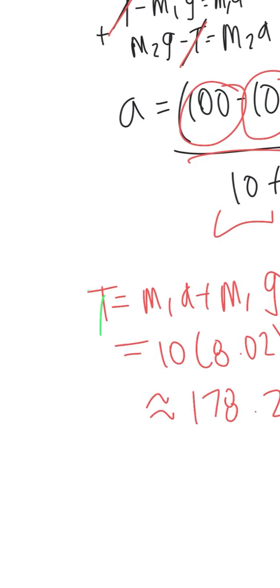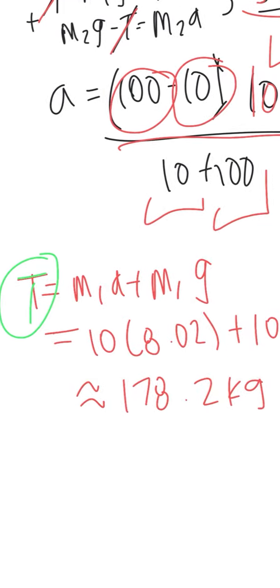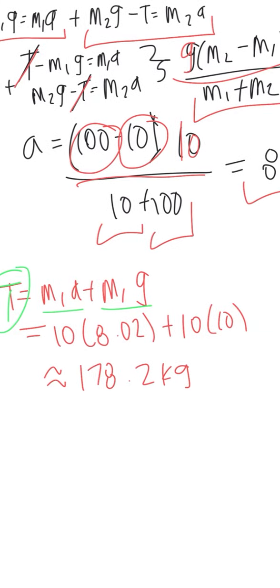Now we can use this equation to find the tension T. So the tension is in the direction of M1. So we have M1 times the acceleration plus M1 times the gravity. So we know that the acceleration was 8.2, so we're multiplying that by the mass of M1, which is 10. And we're adding the mass of M1, which is 10, by gravity, which is approximately 10. So that means that our answer is approximately 178.2 kilograms. That is the tension of this system.